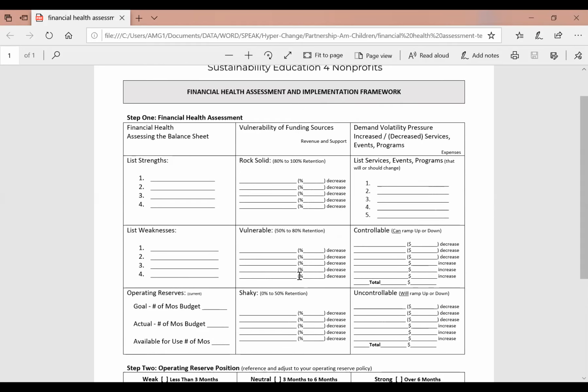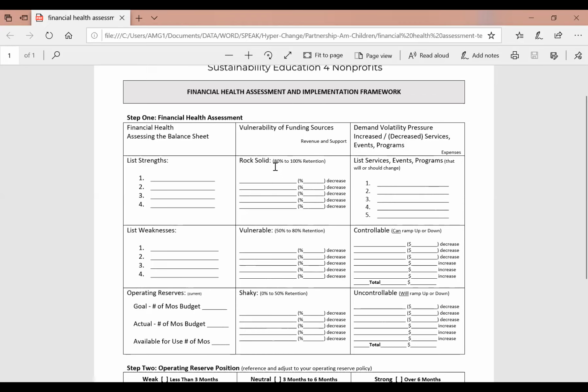The middle bucket, my favorite bucket here, is to do this assessment. And this is really not in dollars, it's in percent. So you're letting yourself, your staff, and the board know that we've taken all our funding sources and they should fit in one of these three categories. You can right-size this to your organization. These are sort of generic. You can also change the terminology here. Some people take offense at the word shaky, so use whatever you want.